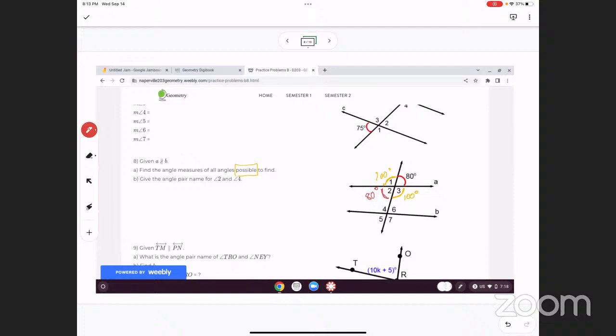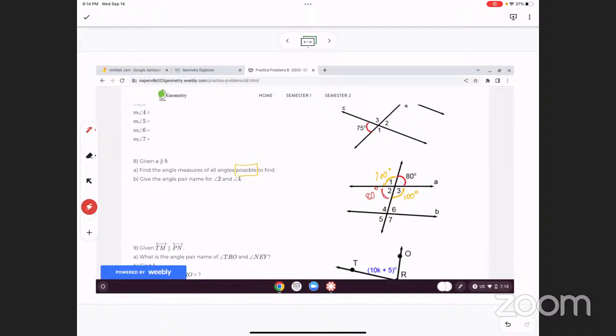Yeah. But you're right. Since they're not parallel, I was just assuming they were. You can't say anything about these angles. I mean, you know that 5 and 6 are equal, but you don't know what they are. You just know they're equal to each other. Okay. And now it says give the pair name for 2 and 4.